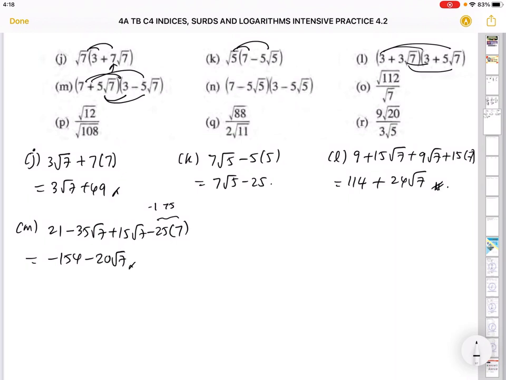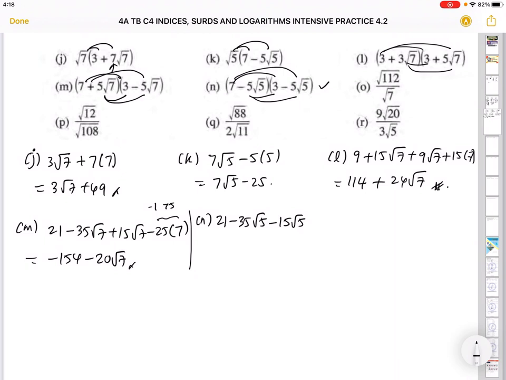That is part M. Okay, part N over here, again you have to expand. 1, 2, 3, 4. 7 times 3 is 21, 7 times 5 is 35 root 5. Then you minus 15 root 5.